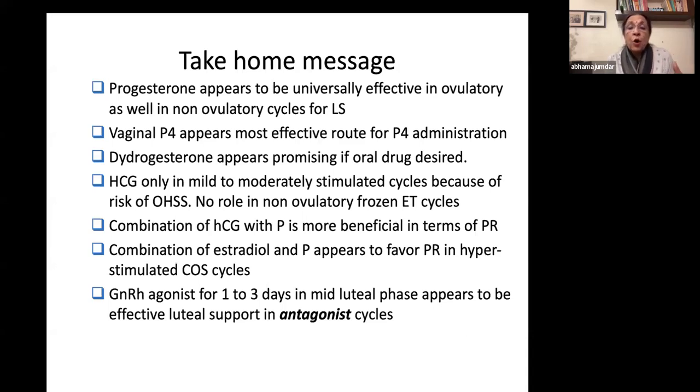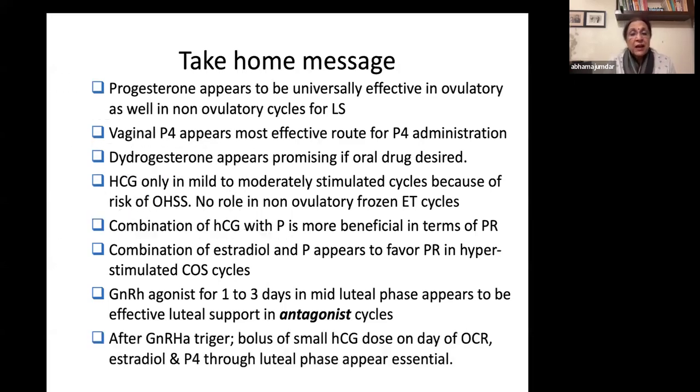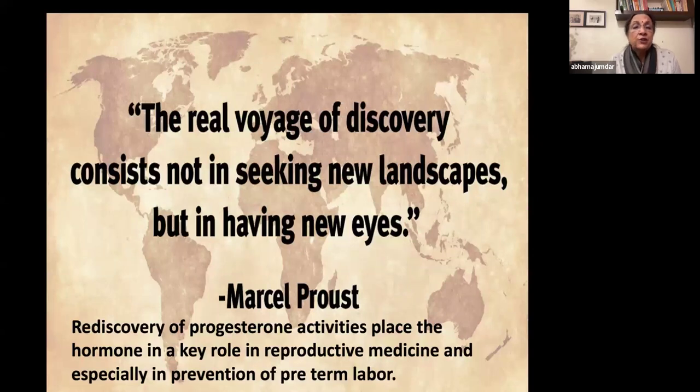So antagonist cycles, or no agonist, no antagonist cycles also. After GnRH agonist trigger, a bolus of small HCG dose on the day of OPU or 1 day later is very essential, along with estradiol and progesterone support throughout the luteal phase. So the real voyage of discovery consists not only in seeking new landscapes, but in having new eyes for what is already there. Rediscovery of progesterone activities places the hormone in a key role in reproductive medicine, and especially also in prevention of preterm labor apart from luteal support.